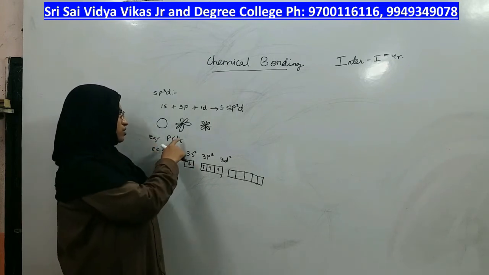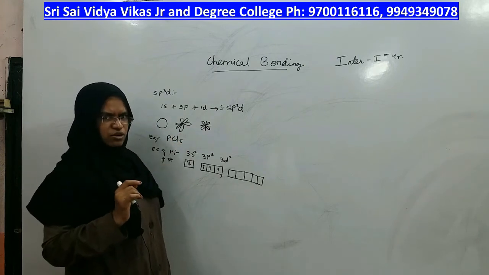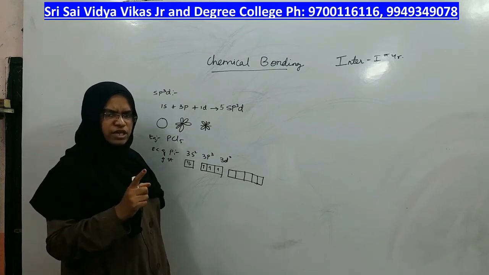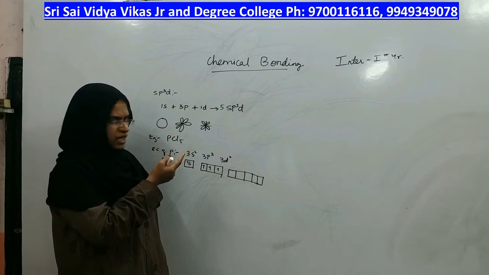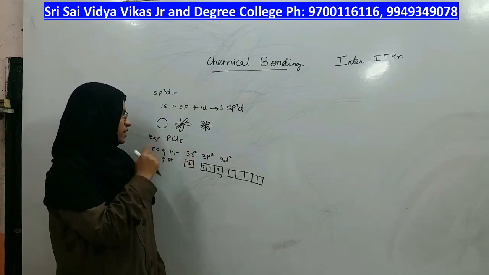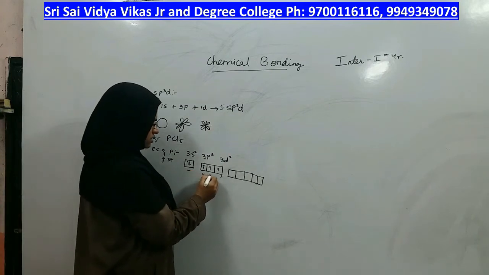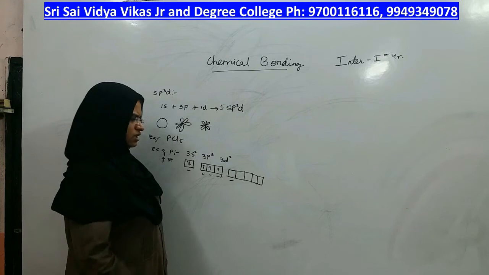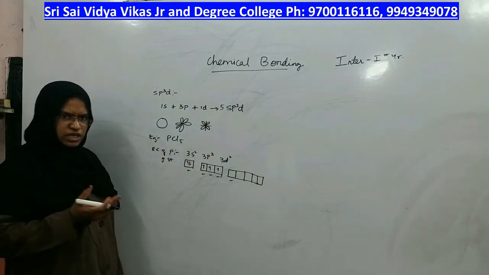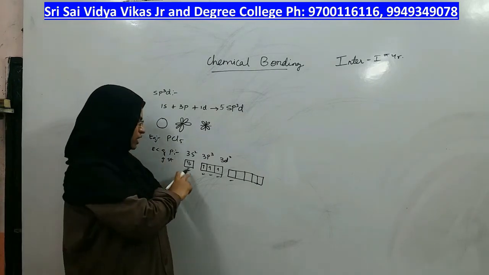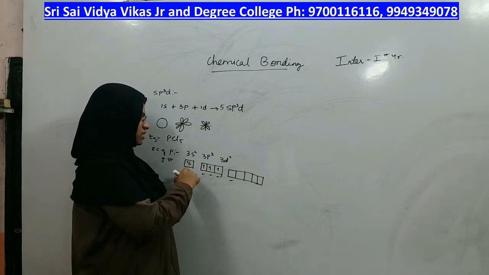There are a total of how many chlorines surrounding the phosphorus? 5 chlorine atoms are surrounding the phosphorus, and each of them needs 1 orbital from phosphorus for overlapping. So which 5 orbitals will phosphorus give to chlorine? These 3 and this, right? And therefore, if it needs 5 orbitals to overlap with 5 chlorine atoms, all those 5 orbitals of the phosphorus should be the same. So how can it be possible?